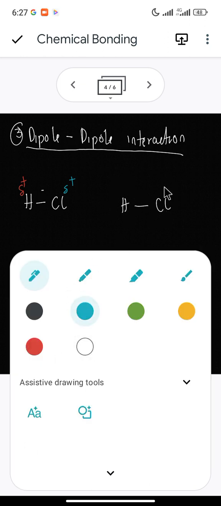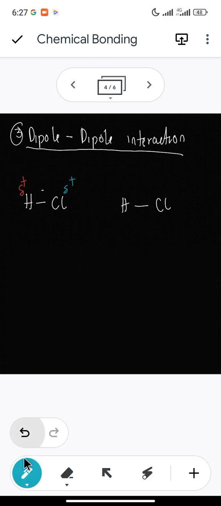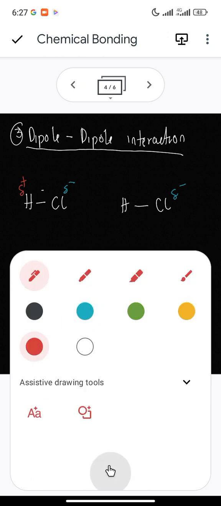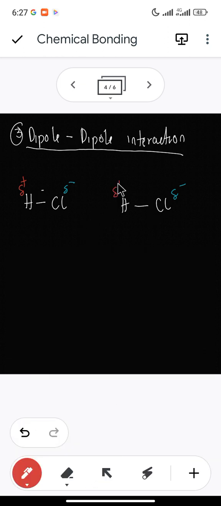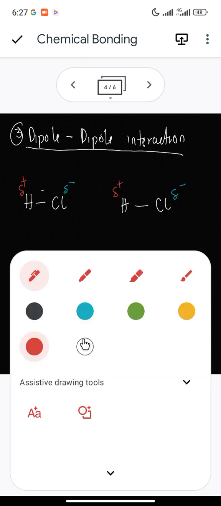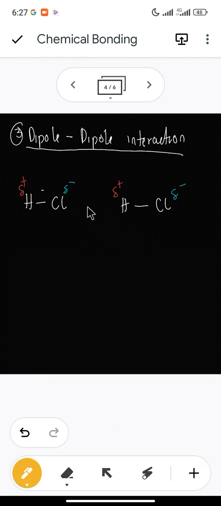So also, sorry, I made an error here. This is slightly negative, not positive. Now chlorine is also going to be slightly negative here, and hydrogen is going to be slightly positive here. So these are like permanent dipoles. There will be a force of attraction between chlorine and hydrogen. Obviously, they have different charges, so there will be a force of attraction. Now, this force of attraction is the dipole-dipole interaction. It occurs between a permanent dipole and another permanent dipole.